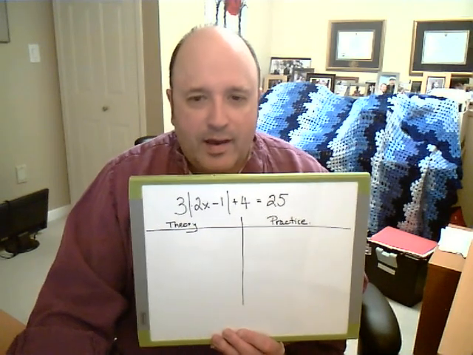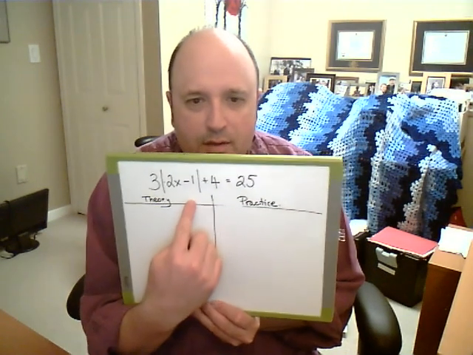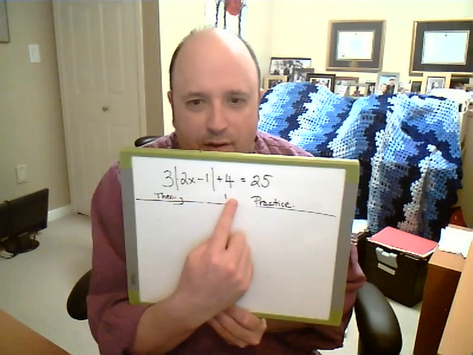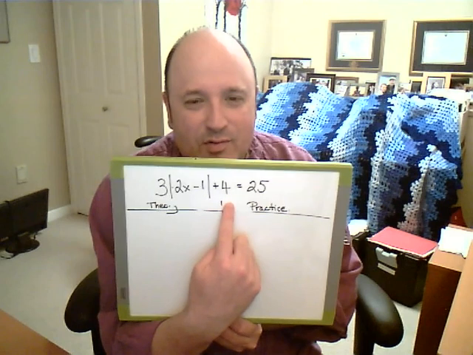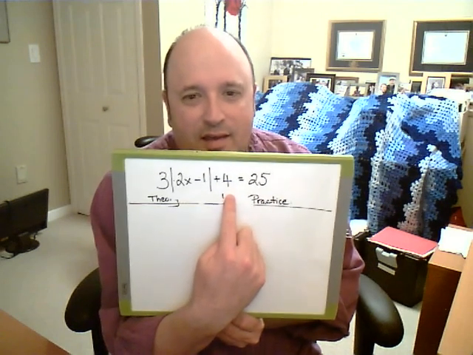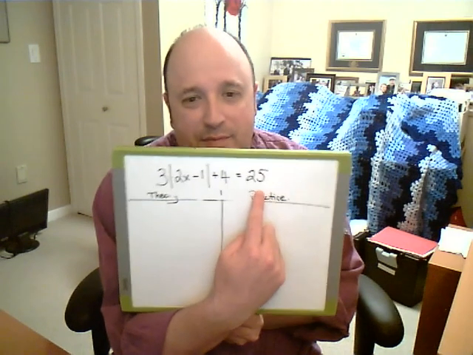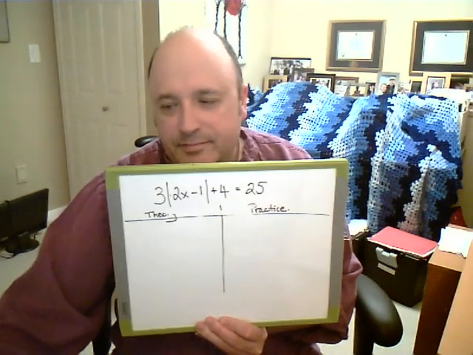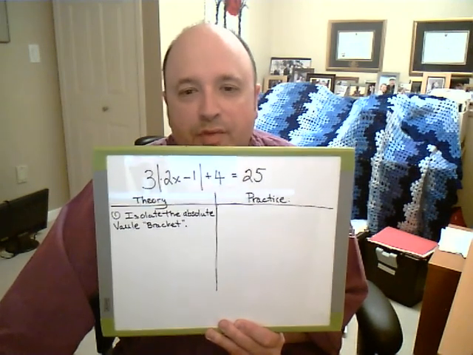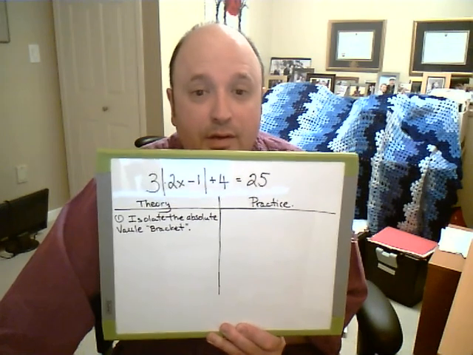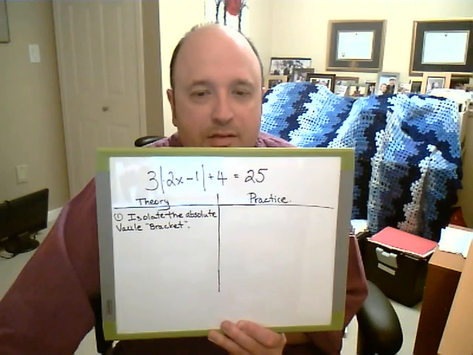So I have 3 times the absolute value of 2x minus 1, plus 4, equals 25. Sorry, I have to work in mirror image when I'm doing this, so that's why my hands go in different places. Alright, let's set up the t-chart: theory, practice. Step 1, isolate the absolute value brackets. That means I have to move that plus 4 and that times 3 to isolate the absolute value bracket. Okay, let's see what I get.